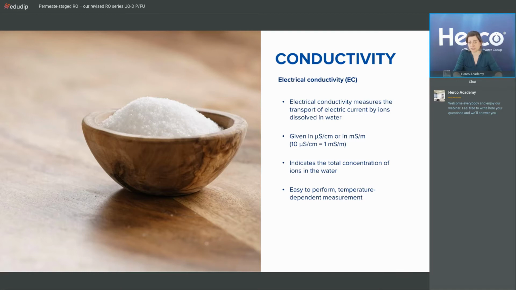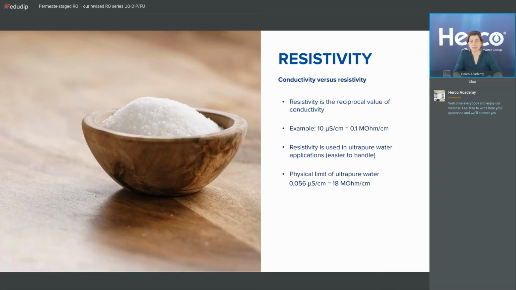Since it's easy to measure, it's a parameter that is used very often for measurement of water quality. We also have resistivity, which is the reciprocal value of the conductivity, which is used more in ultra-pure water applications. For example, if you have 10 microsiemens per centimeter, that's 0.1 mega ohm. If you go to very low values in conductivity with the microsiemens, it's hard to distinguish anymore, and then it's easier if you use mega ohm, so resistivity.